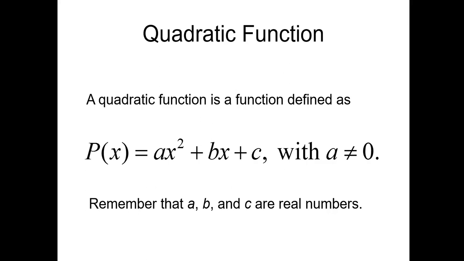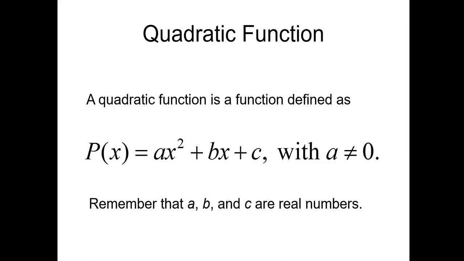A quadratic function is a function defined as such: P of x, in this case P is just the name of the function, so that's function notation. P of x equals ax squared plus bx plus c, with a definitely not 0. So in other words, you have to have that ax squared term. a, b, and c are just generic real numbers, but you have to have that x squared term in there in order for it to be a quadratic function.